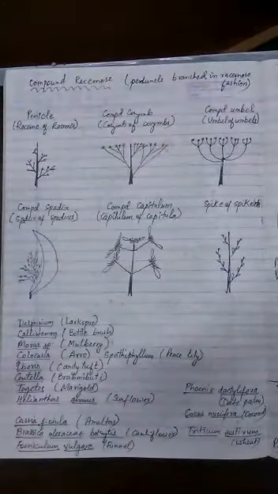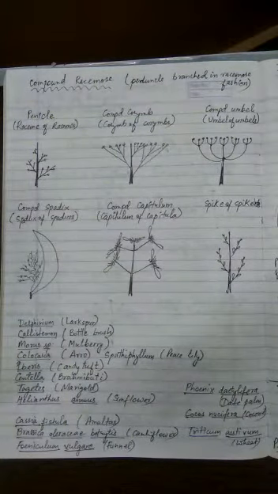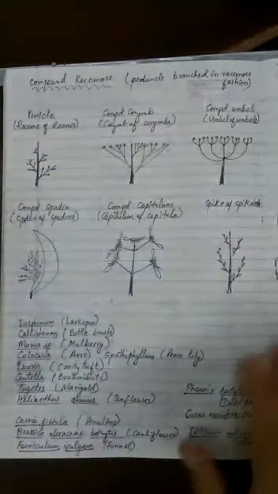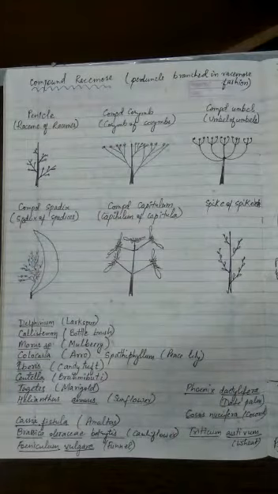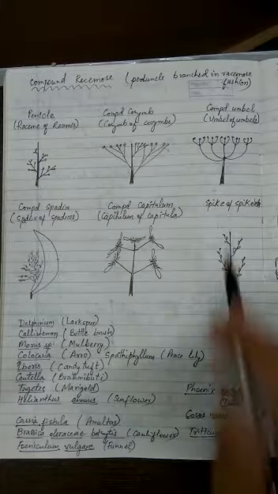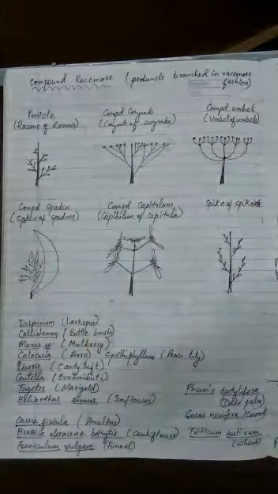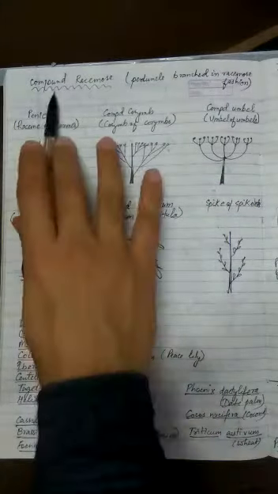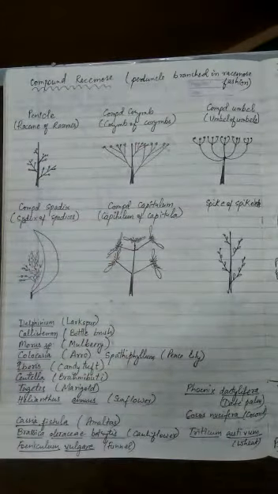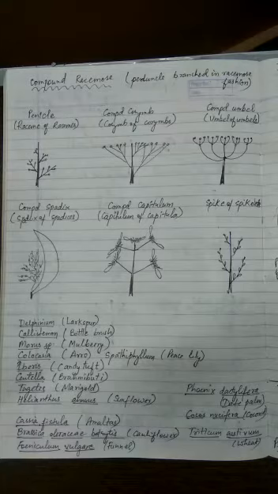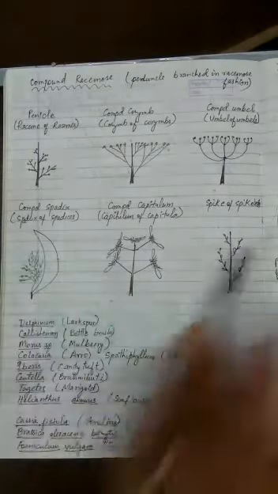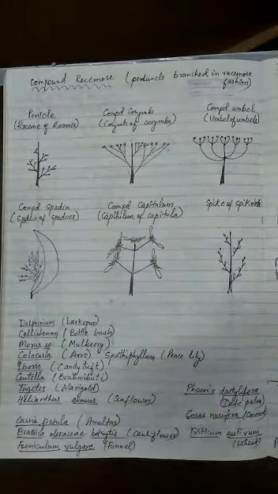Now let's quickly go through the notes. Now what is compound? So far we have done in the last class simple racemose inflorescence. Now whenever the peduncle of the inflorescence undergoes branching, it is called compound racemose. Now compound racemose is easy. It is just like the simple one. The only point you have to remember is that there would be branching of the axis on which the flowers are born. So it can be of various types.